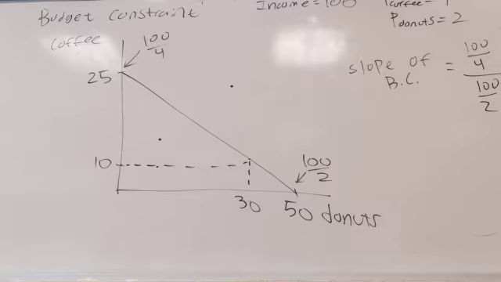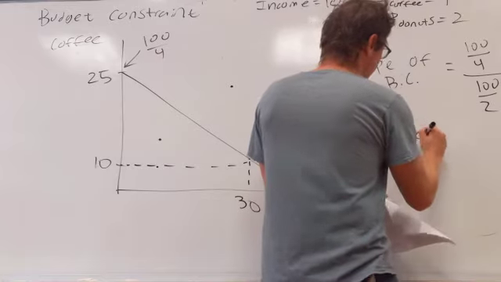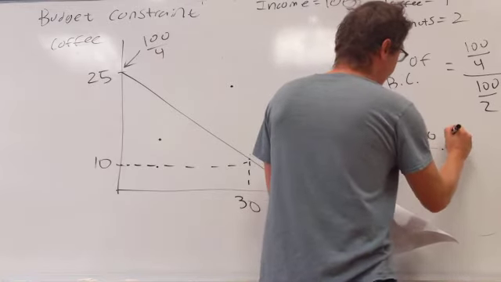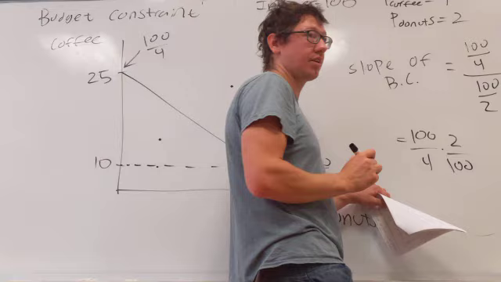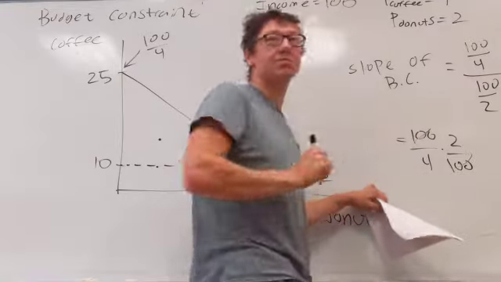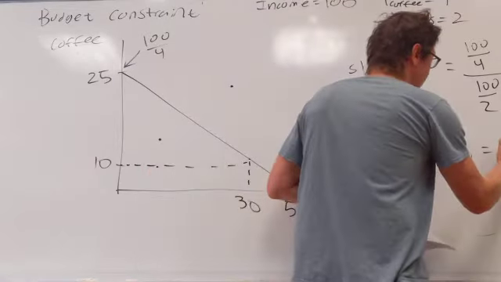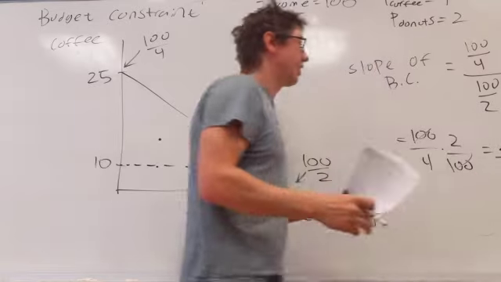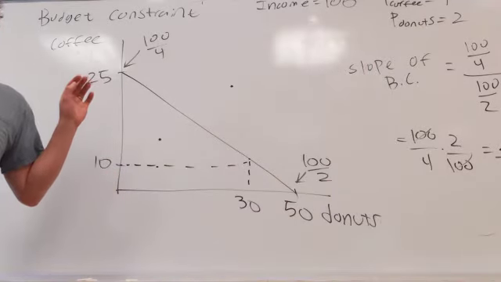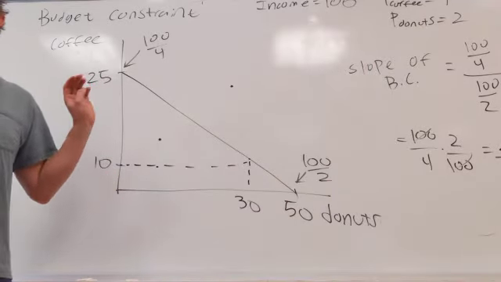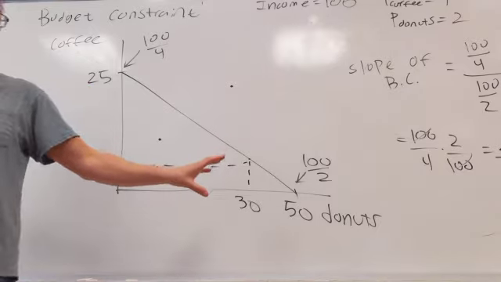The reason I wrote them that way is so I could do the following rearrangement. I could flip the denominator here, so I could rewrite this as 100 over 4 times 2 over 100. The 100s cancel. You're left with 2 over 4. And that's the slope of the budget constraint. Technically, the slope of the budget constraint is negative 2 over 4.